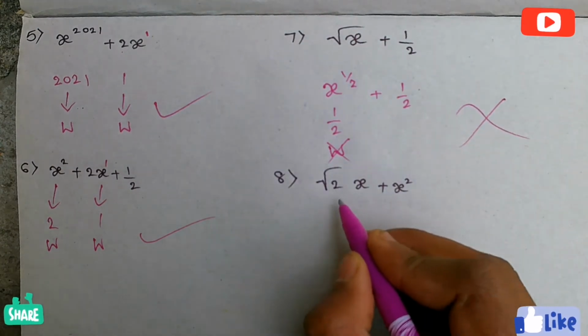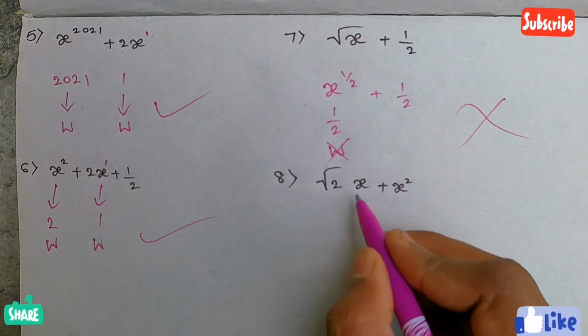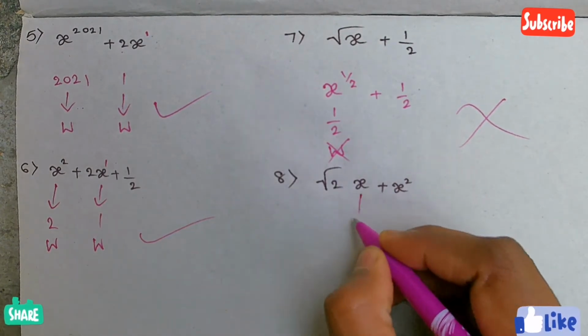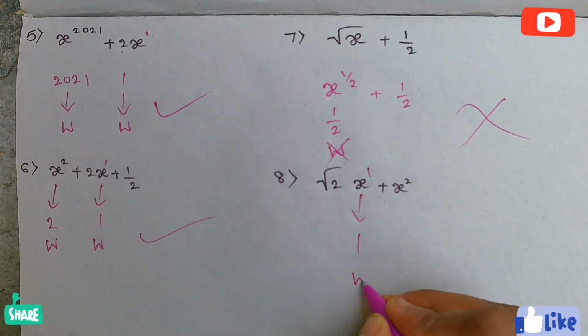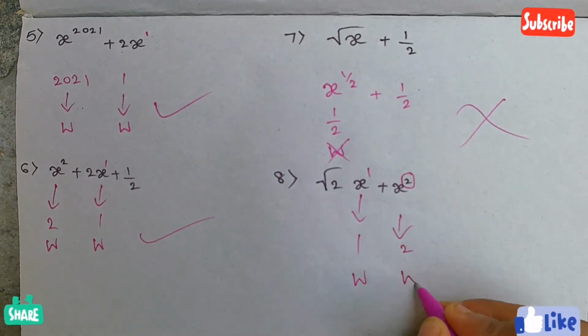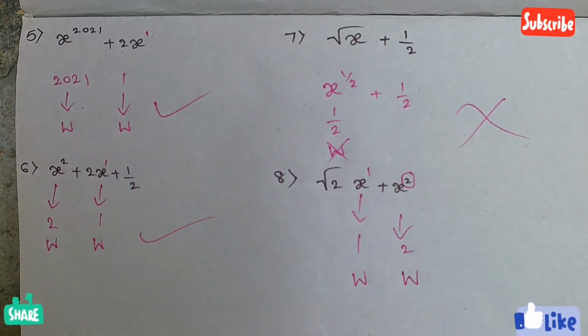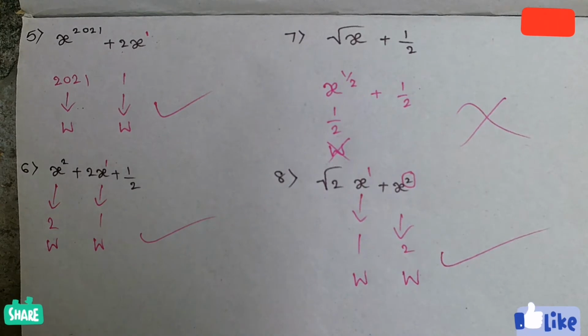Next, root 2 into x plus x square. Here the root is for the number 2 only, but not for the alphabet x. So for alphabet x the power is not written, meaning it will be 1, which is a whole number. Here x square has power 2, which is also a whole number. For both the terms we have a whole number as the power, so we can conclude that this is a polynomial.